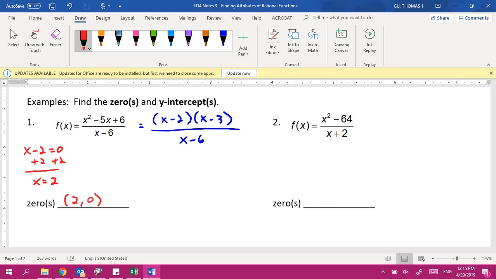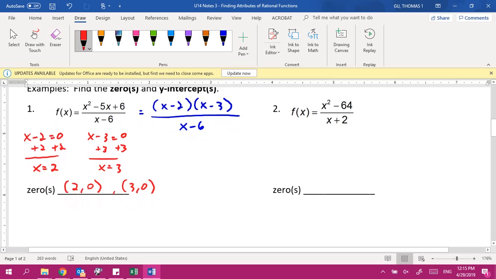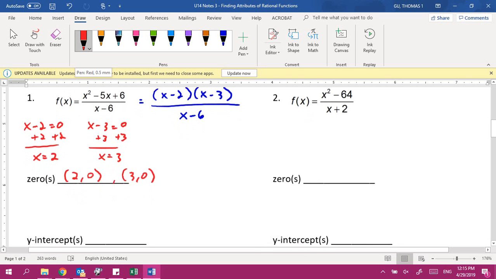All right, so how do I find my other 0? x minus 3 equals 0, and then I'm just going to add 3 to both sides. And what is my second 0 then? Parentheses 3, 0. That's right. So those are the 2 x-intercepts, or we call them zeros: 2 comma 0, 3 comma 0. Remember, they are points. You have to write them like they're points, all right? So now I have to find the y-intercept, which is a little easier. How do I find the y-intercept?